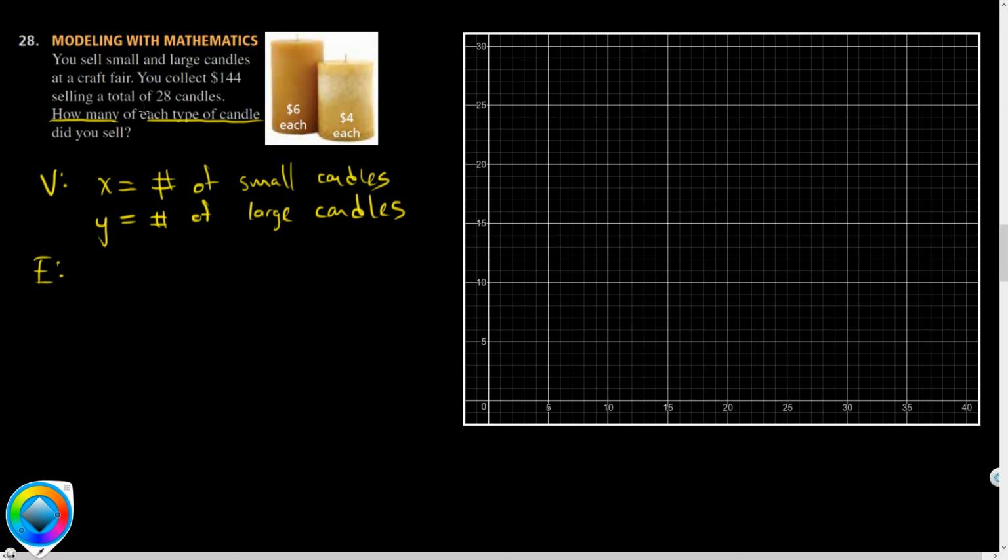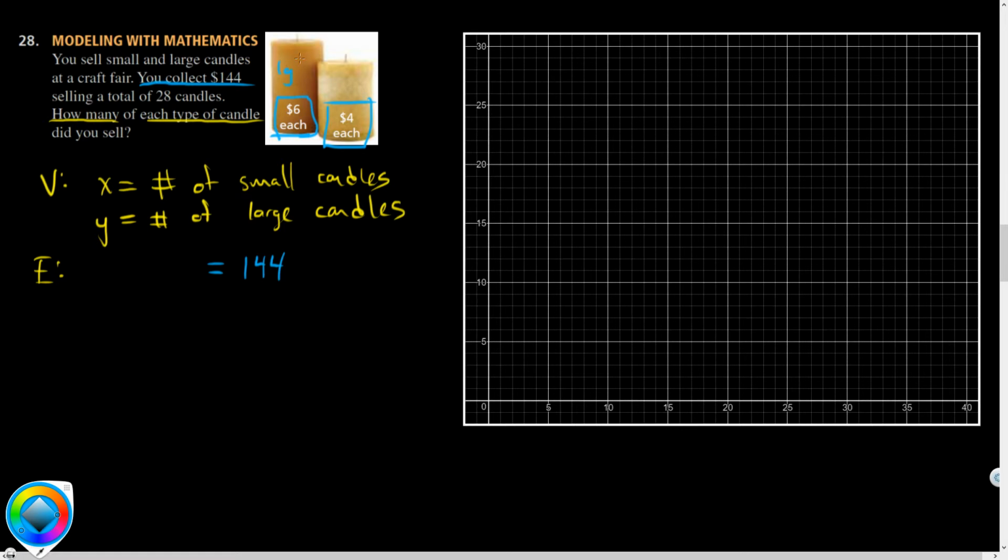So it says this. You collect $144. Now this is about money. Notice I've got some other facts about money here, and here. How could I combine those blue facts to write an equation? That's the total amount of money I earned.